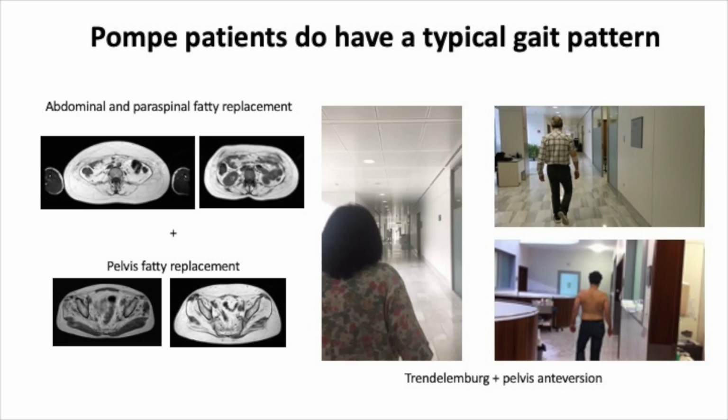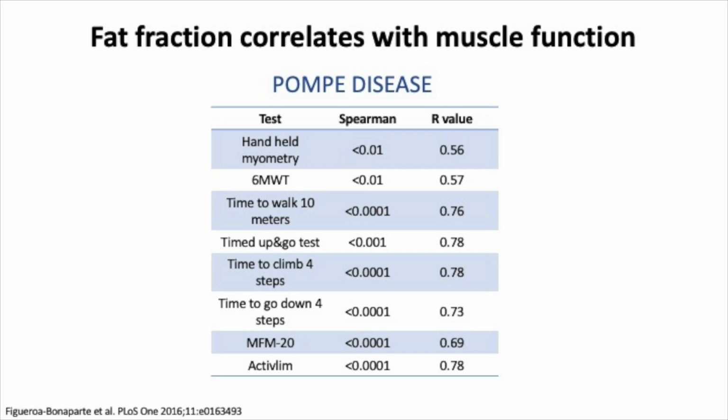And then you can see that in the MRIs of these patients, what we observe is that there is a severe involvement of the paraspinal and abdominal muscles, and severe involvement of the glutei, which are justifying the way how patients walk.